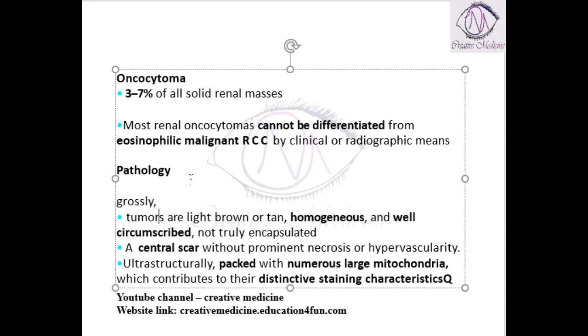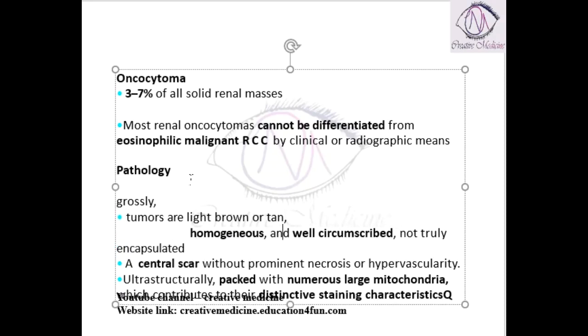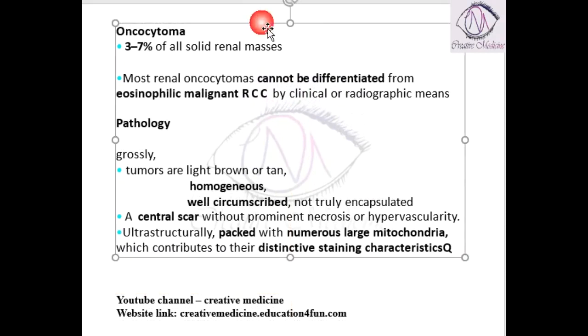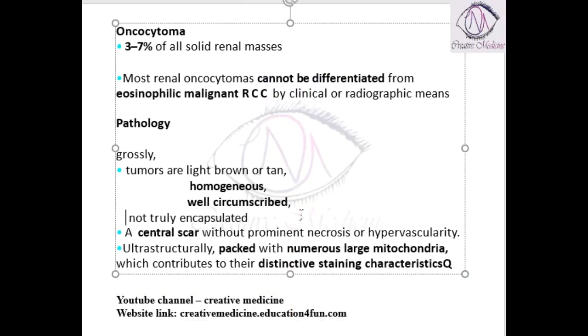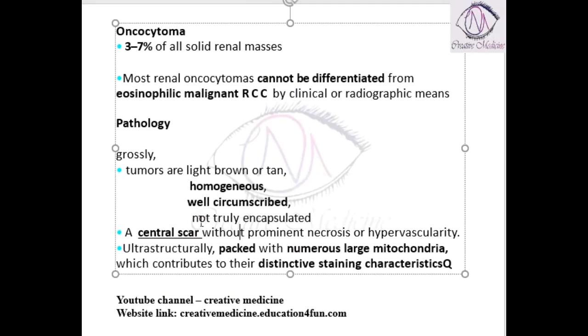grossly you will see that tumors are light brown or tan in color, and they are homogeneous and well circumscribed tumors, and they are not truly capsulated. But what is important is the presence of this central scar. This central scar is present in oncocytoma.